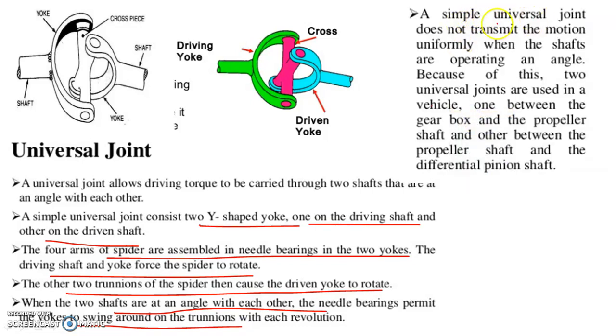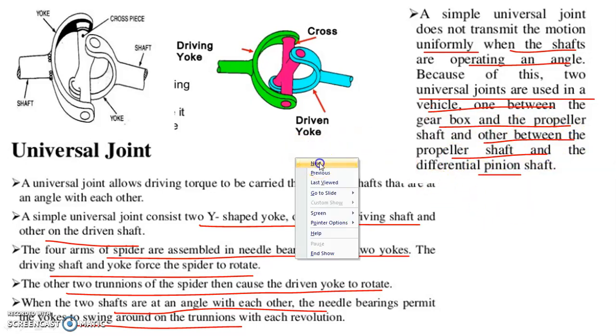A simple universal joint does not transmit the motion uniformly when the shafts are operating at an angle. Because of this, two universal joints are used in a vehicle, one between the gearbox and the propeller shaft and the other between the propeller shaft and the differential pinion shaft. So this is the role of the universal joint.